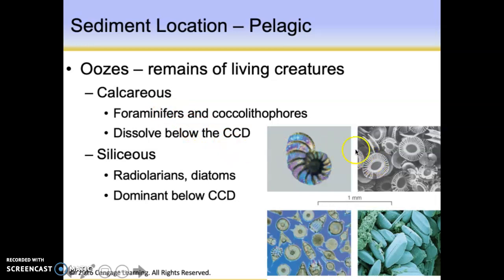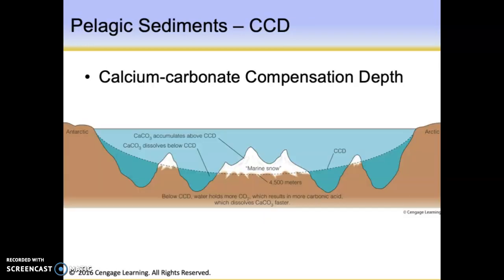We have the calcareous oozes that are made of things like foraminifera and coccolithophores. That's these two things on top. They are made of calcium carbonate. The siliceous oozes are made of things like radiolarians on the left and diatoms on the lower right. And they are dominant. You'll notice here we have some term called the CCD. So let's talk a little bit about that and what's going on the ocean floor.